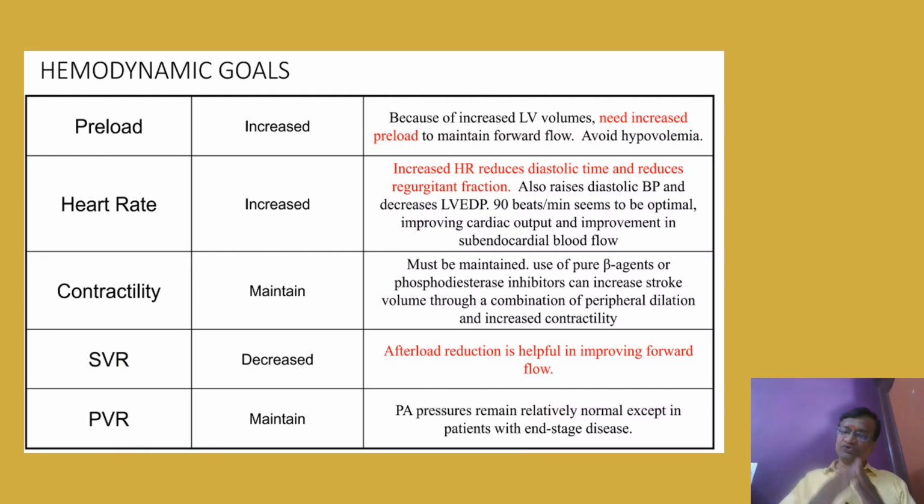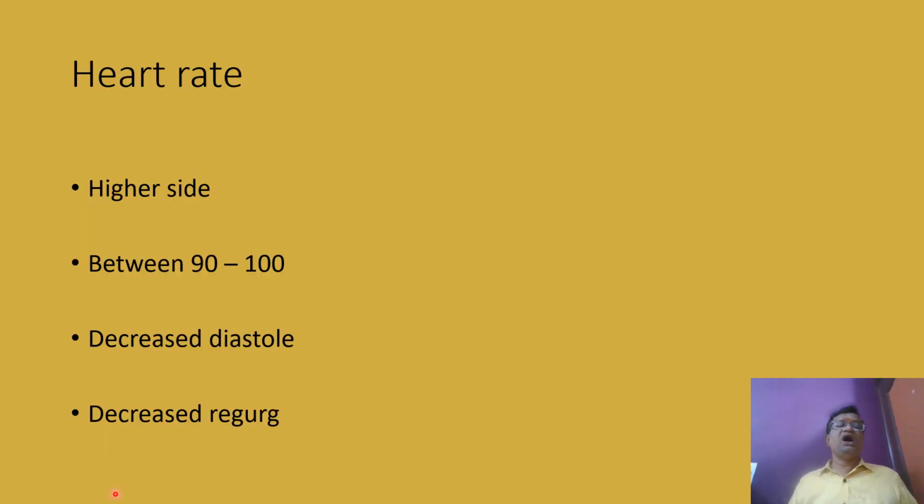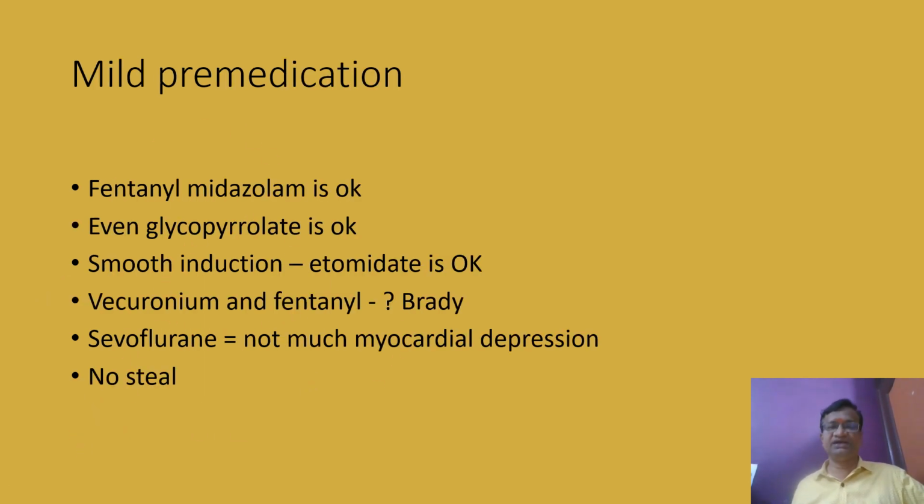PVR: if the patient goes into chronic AR, the LA is dilated, with more pressure and back pressure to the pulmonary circulation. Yes, maintain. Heart rate on the higher side, 90 to 100, means decreased diastole and decreased regurgitation. If you want to proceed with GA or spinal or epidural or segmental spinal or neural blocks, that is okay, but we should keep in mind maintaining the cardiac grid.